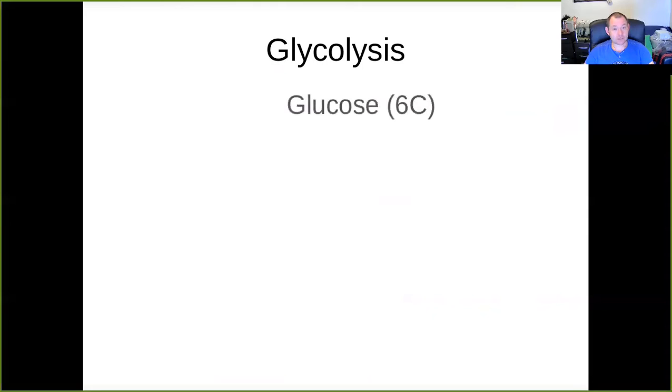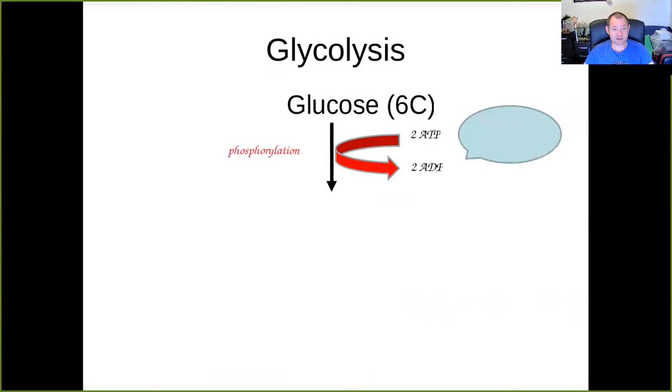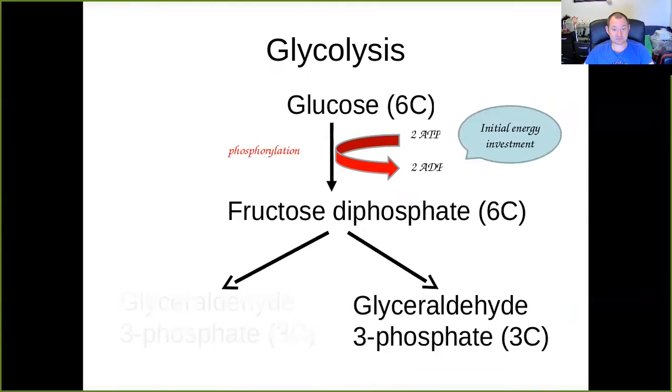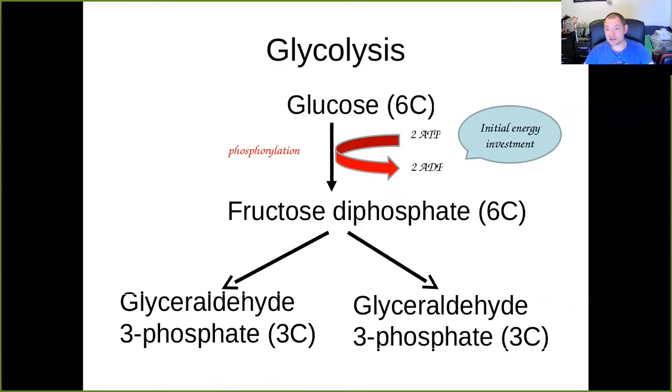Glycolysis. Glucose, 6 carbons. ATPs are spent. We get some intermediate molecules, specifically known as glyceraldehyde 3-phosphate, 3 carbons.